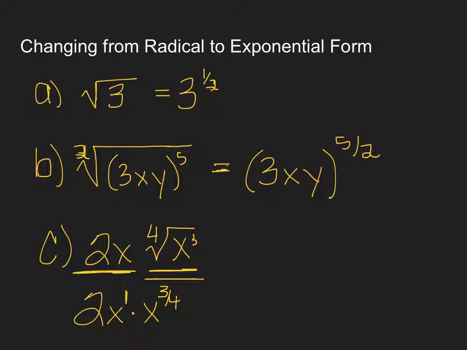Remember here that when we don't write an exponent, we assume that it is 1. So we can simplify this expression. So this becomes 2 times x to the 4/4 power, because that is the same thing as the first power, times x to the 3/4 power. We can then add these exponents because we're multiplying like bases. So we get as a final answer here 2x to the 7/4 power.